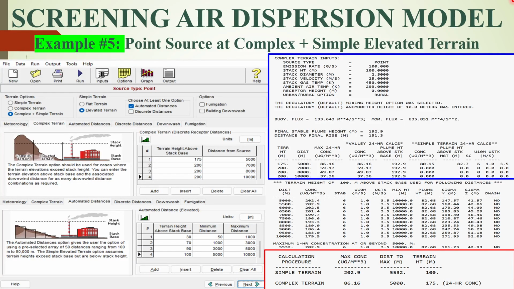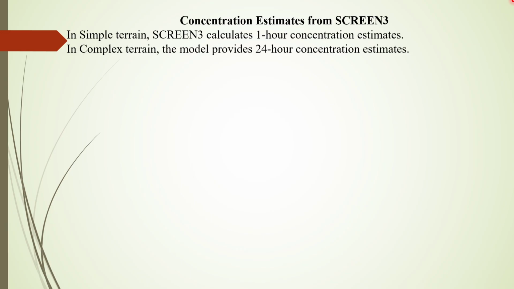In this video, we are going to solve a problem for a point source at complex plus simple elevated terrain. Here the SCREEN view model runs twice, first for complex terrain inputs and second for simple elevated terrain inputs. As we already know, in simple terrain, SCREEN view calculates 1 hour concentration estimates, and in complex terrain the model provides 24-hour concentration estimates.